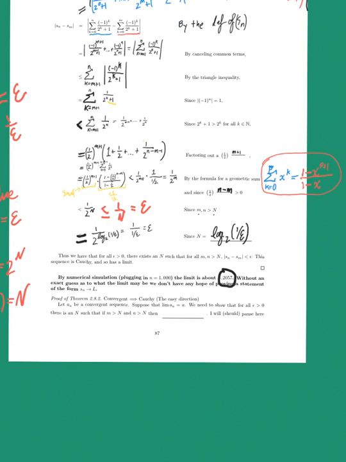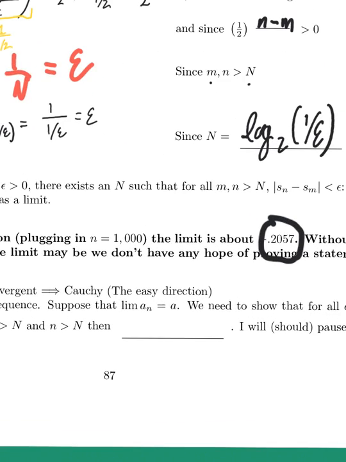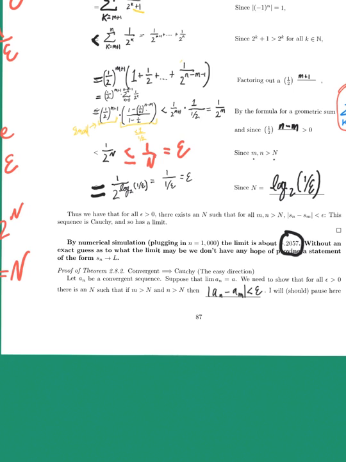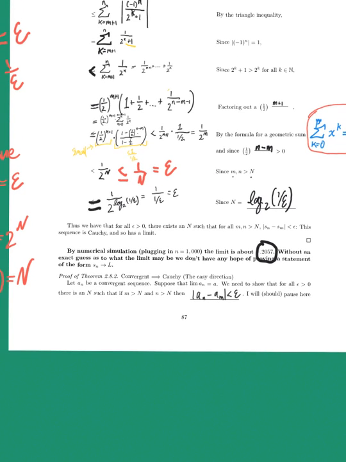I need to show that for every epsilon bigger than 0, there is a big N such that if little m is bigger than big N and little n is bigger than big N, then the distance from a sub n to a sub m is less than epsilon. Oh, apparently now is when I was supposed to pause and draw the picture to the right. But, well, it's still there.